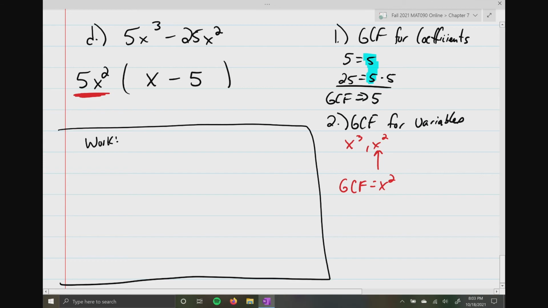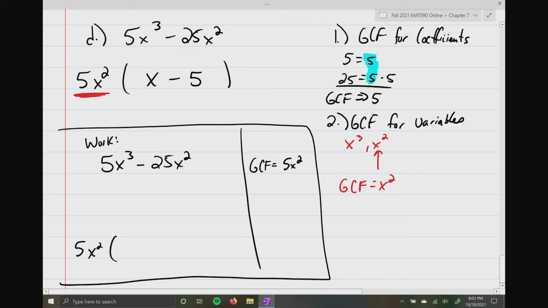Okay? So here's the original problem, 5x to the third minus 25x to the second. And what you said was the GCF is going to be 5x to the second. Therefore, what you're telling me, and I'm going to write this all the way down at the bottom, is you're dividing every single term by 5x to the second. And notice by doing that and simplifying, look what you get.